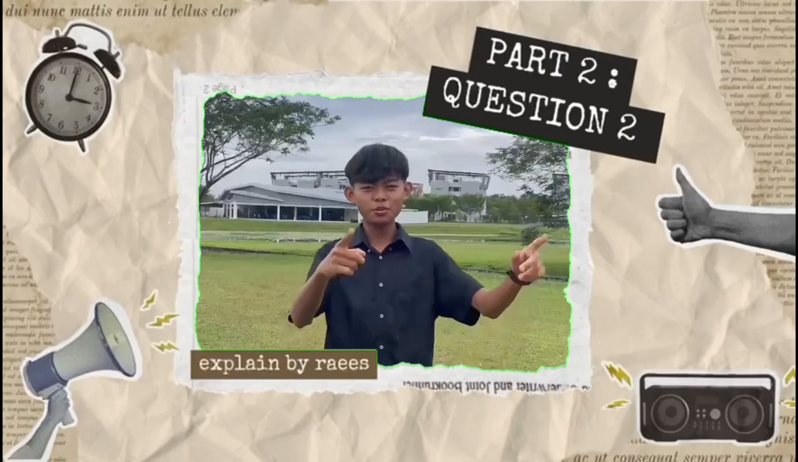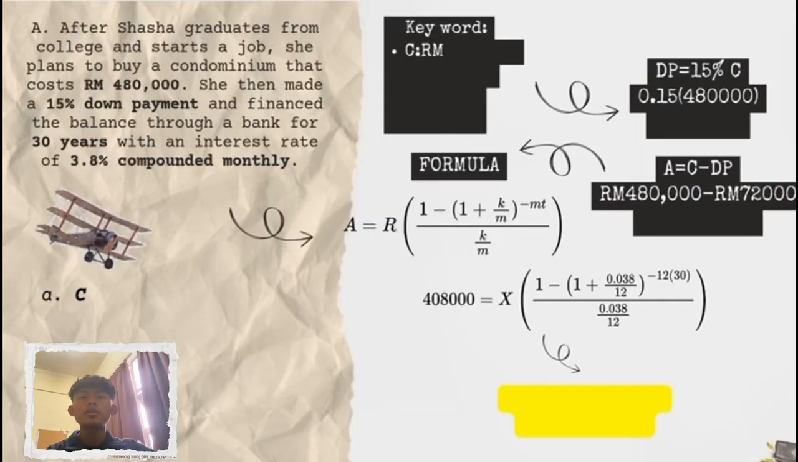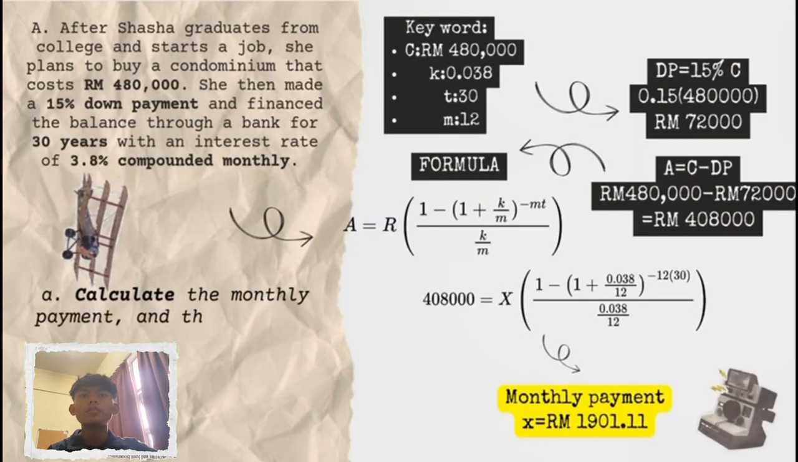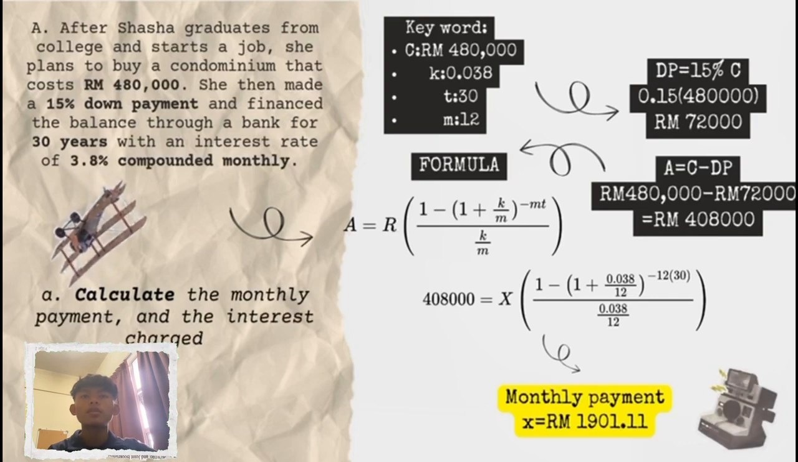Annuity. Let's go. Part B, question 2. After Sasha graduates from college and starts a job, she plans to buy a condominium that costs 480,000 ringgit. She then makes a 15% down payment and finances the balance through a bank for 30 years with an interest rate of 3.8% compounded monthly. Question A, calculate the monthly payment and the interest charge.